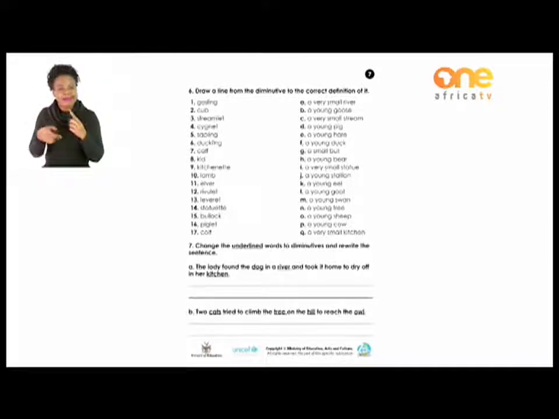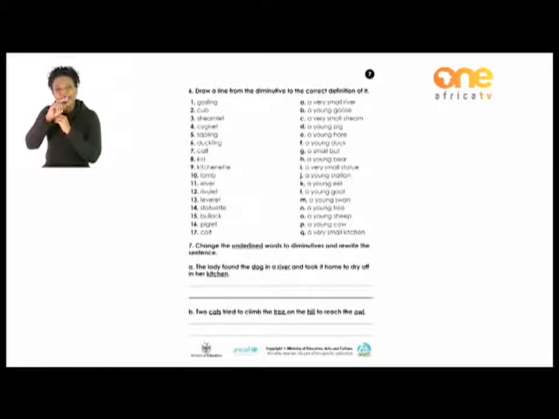The lady found the dog in a river and took it home to dry off in her kitchen. The underlined diminutive nouns there are dog, river, and kitchen. So, if we are to rewrite that, the sentence would read as follows. The lady found the puppy in a rivulet and took it home to dry off in her kitchenette. So, we can move on to B and do the rest.